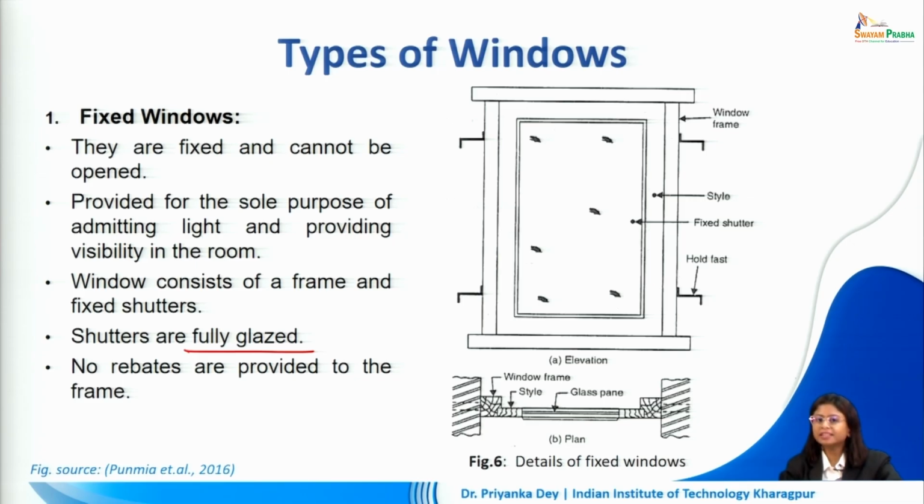Now no rebates are therefore required in the frame, because the shutter is not going to open. So the rebate for the provision of receiving the shutter doesn't have to be provided in this type of window. So if we see in the section, we can see the window frame. There will be a certain style. Within this style, the glass pane is fixed. So these are the styles, and this fixed shutter, which is fully glazed, will be within it.